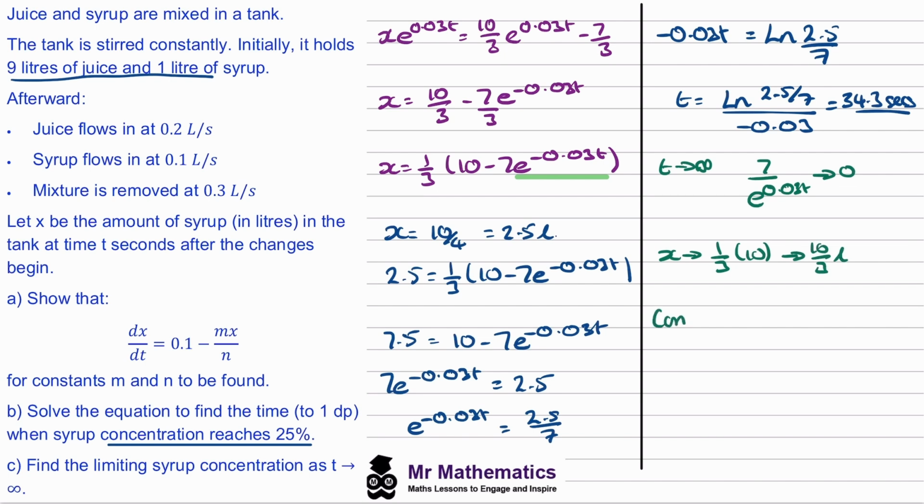The concentration will be the amount of syrup over its total volume, which is still 10, multiplied by 100 to make it into a percentage, and this will give us 33.3%. So this tells you that the concentration will settle, so the amount of syrup in the liquid will be exactly 1/3. Okay, well, I hope that's given you an idea on how we can use first-order linear differential equations to model mixtures.